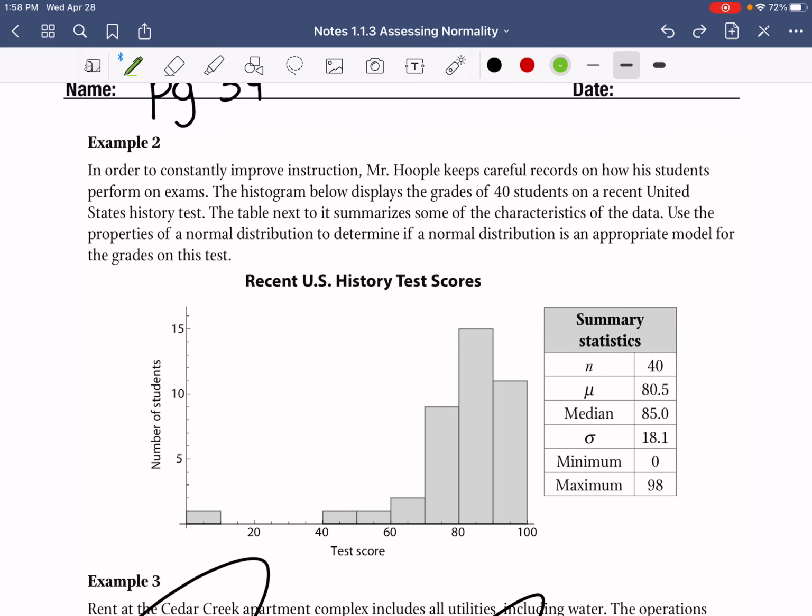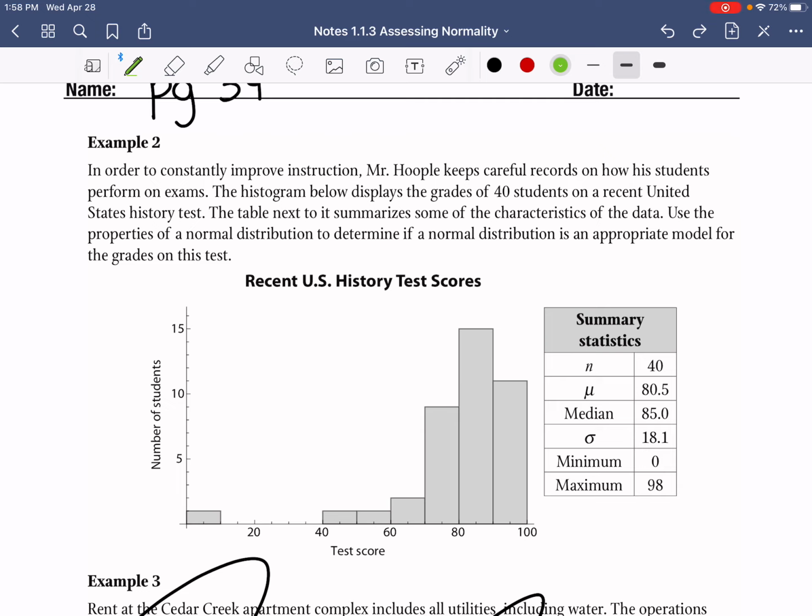It says, in order to constantly improve instruction, Mr. Hopple carefully records how his students perform on exams. The histogram below displays the grades of 40 students on a recent United States history test. The table next to it summarizes some of the characteristics of the data. Use the properties of normal distribution to decide if a normal distribution is an appropriate model for the grades on the test. So here's our histogram.